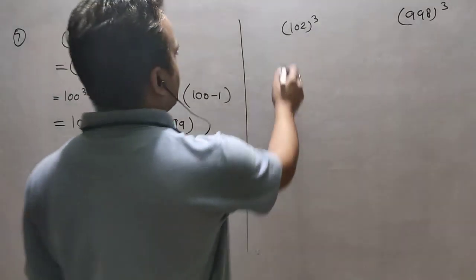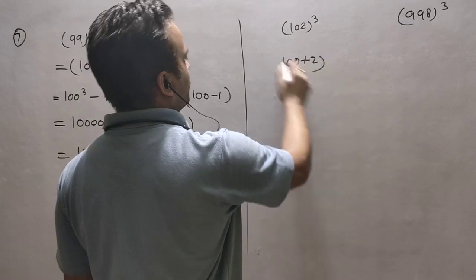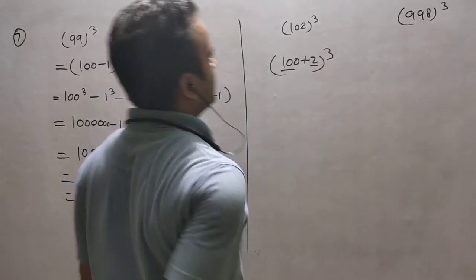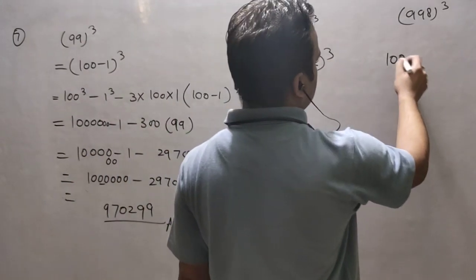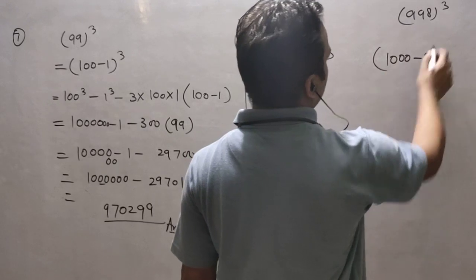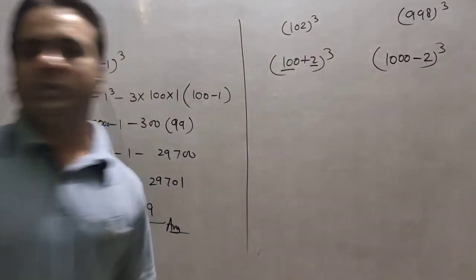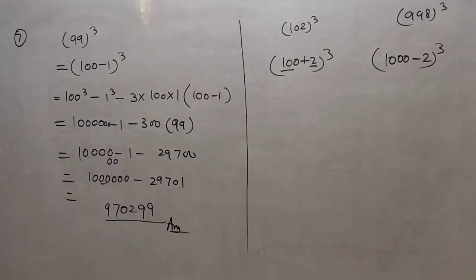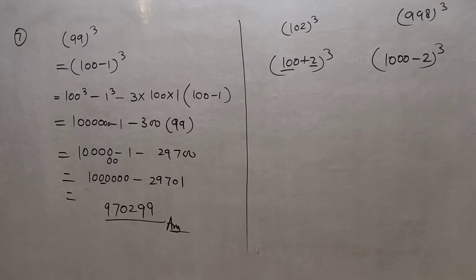In the same way we can do this one, (100 + 2) whole cube. So this will work as a, this will work as b, and this is (1000 - 2) whole cube. So 1000 will work as a and 2 will work as b. A little bit of plus or minus you have to do there, but I think this will be the best way rather than multiplying 998 three times, right? So that is why we are using the identity here.